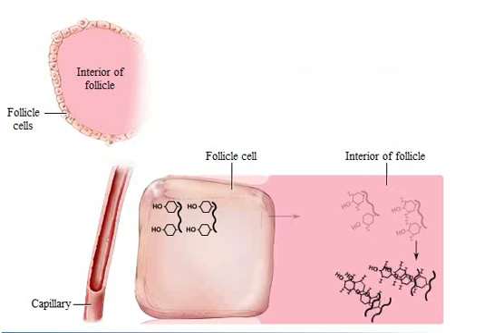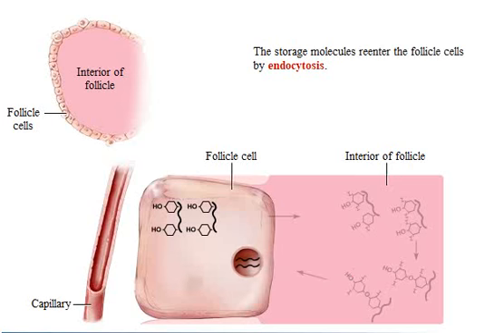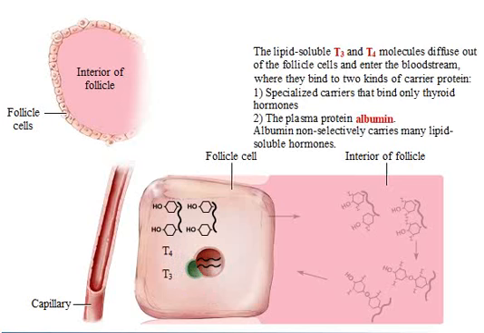At that time, the storage molecules re-enter the follicle cells by endocytosis. The endocytotic vesicles fuse with lysosomes, whose enzymes break down thyroglobulin, thus releasing T3 or T4 into the cytosol. The lipid-soluble T3 and T4, in a ratio of about 1 to 20, diffuse out of the follicle cells and enter the bloodstream, where they bind to 2 kinds of carrier proteins: specialized carriers that bind only thyroid hormones, and the plasma protein albumin. Albumin non-selectively carries many lipid-soluble hormones.